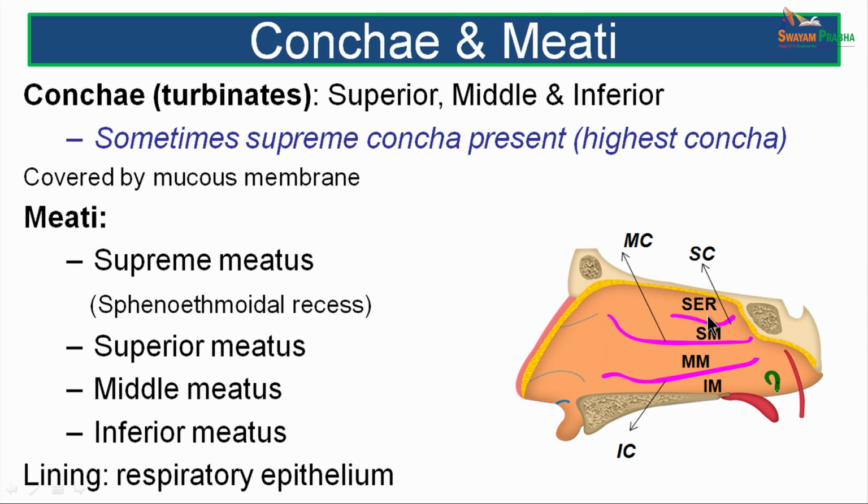Right on top we see the cut end of the superior nasal concha. Space above it is the sphenoethmoidal recess. Next we see the cut end of the middle nasal concha. The space above it is the superior meatus and the space below it is the middle meatus. What we see inferiorly here is the inferior nasal concha and the space below it is the inferior meatus.